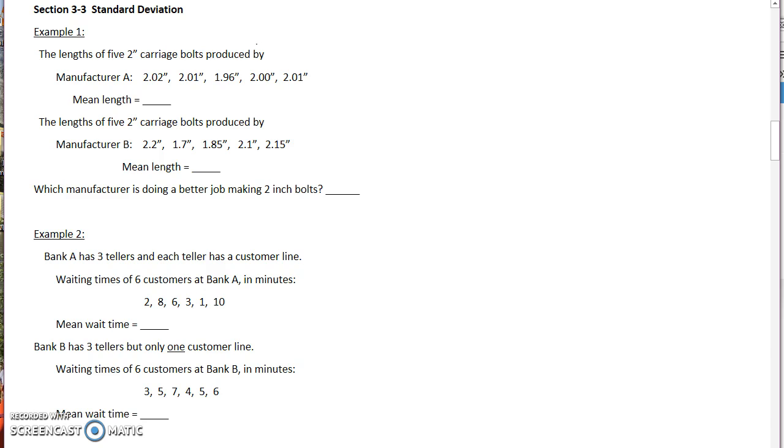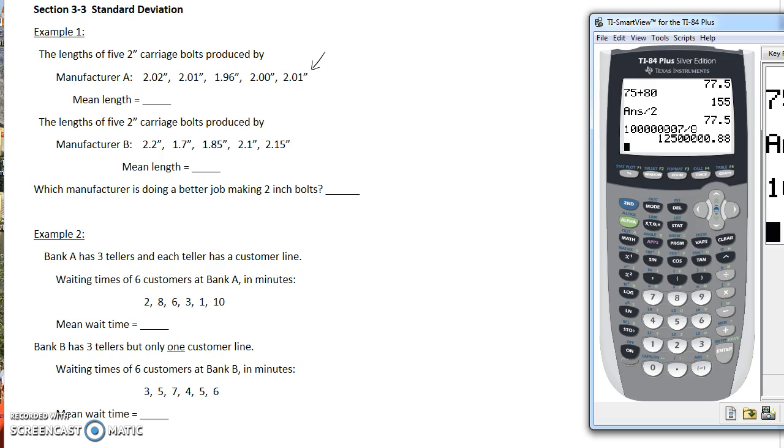This problem says the lengths of five 2-inch carriage bolts produced by manufacturer A and manufacturer B are given below. What we want to do is find the mean of these. I could put these into the Excel spreadsheet, but the best thing to do is probably just add these up and then divide by 5. So that's what we're going to do first.